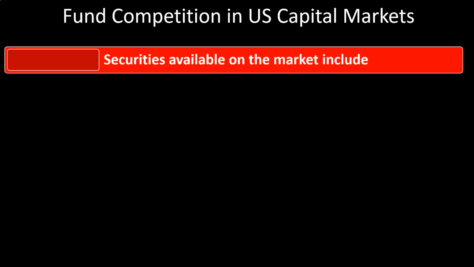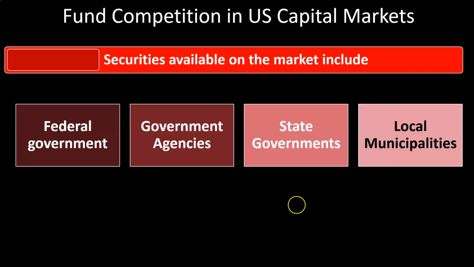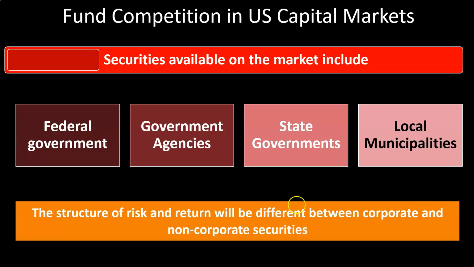Fund competition in U.S. capital markets. So if we're a company trying to get access to capital on these markets, then there is going to be competition from governments as well. We have securities available on the markets, which would include the federal government, the government agencies, state governments, and local municipalities. The structure and risk and return will be different between corporate and non-corporate securities.